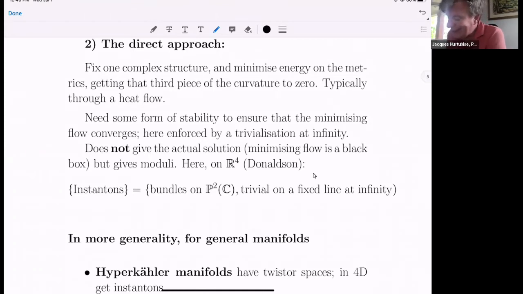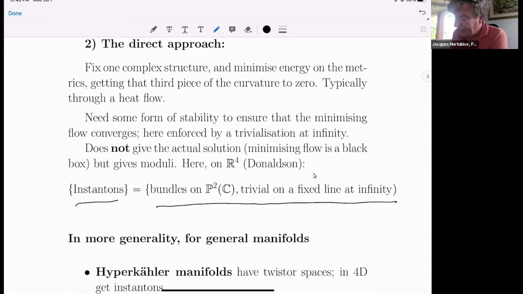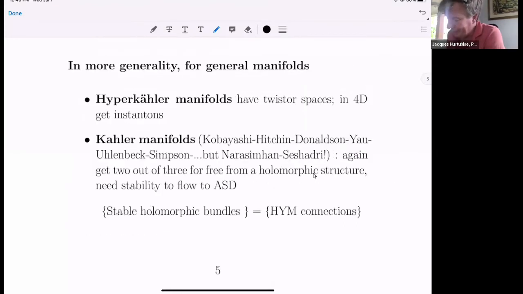So it's to be emphasized, this doesn't give you the actual solution. Your energy flow is a black box, so you don't know, but it does give you the moduli. So one stable complex structure gives you one instanton, one solution. And so on R4, it's the theorem of Donaldson's that instantons give you bundles on P2, trivial at a fixed line at infinity. So this whole story has been developed over the years quite extensively, and in fact by now quite a while ago.